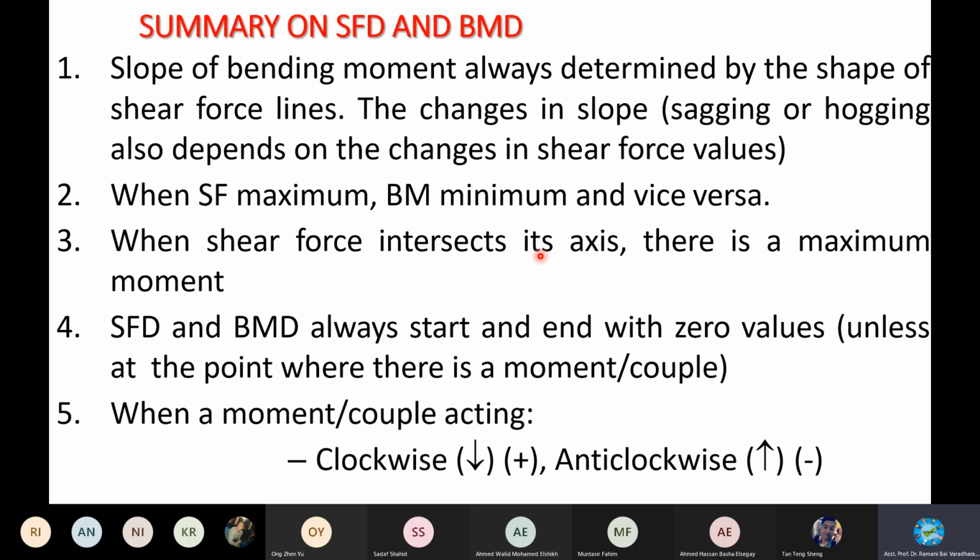We'll do one calculation like that so that you understand how to calculate maximum bending moment for a given loading and support condition. Shear force and bending moment always start and end with 0 values, unless at the point where there is a moment or couple applied. Okay, let's see.